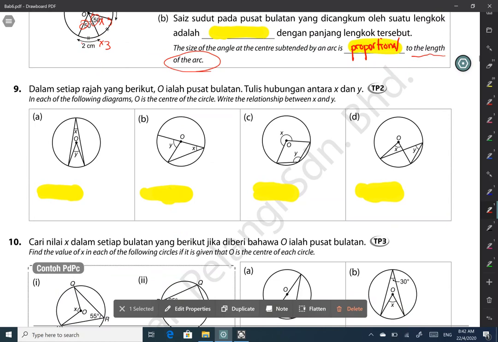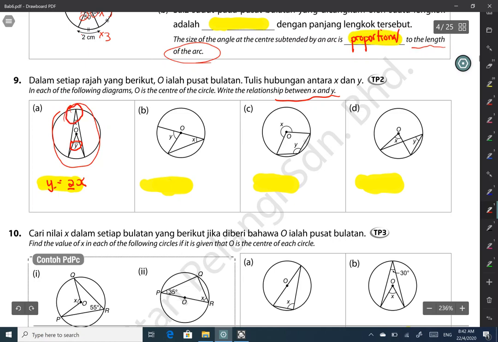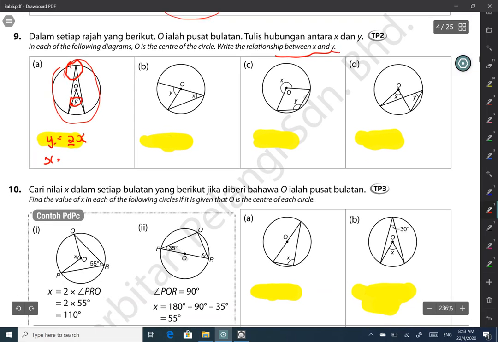In each of the following diagrams, O is the center of a circle. Write the relation between X and Y. So, can you write the relationship? Okay, so Y is equal to 2X. Angle at the center is twice the angle at the circumference. 在中间点是 circumference 的两倍. I can also say X is equal to half of the angle at the center. X 在 circumference, 是中间点的一半.